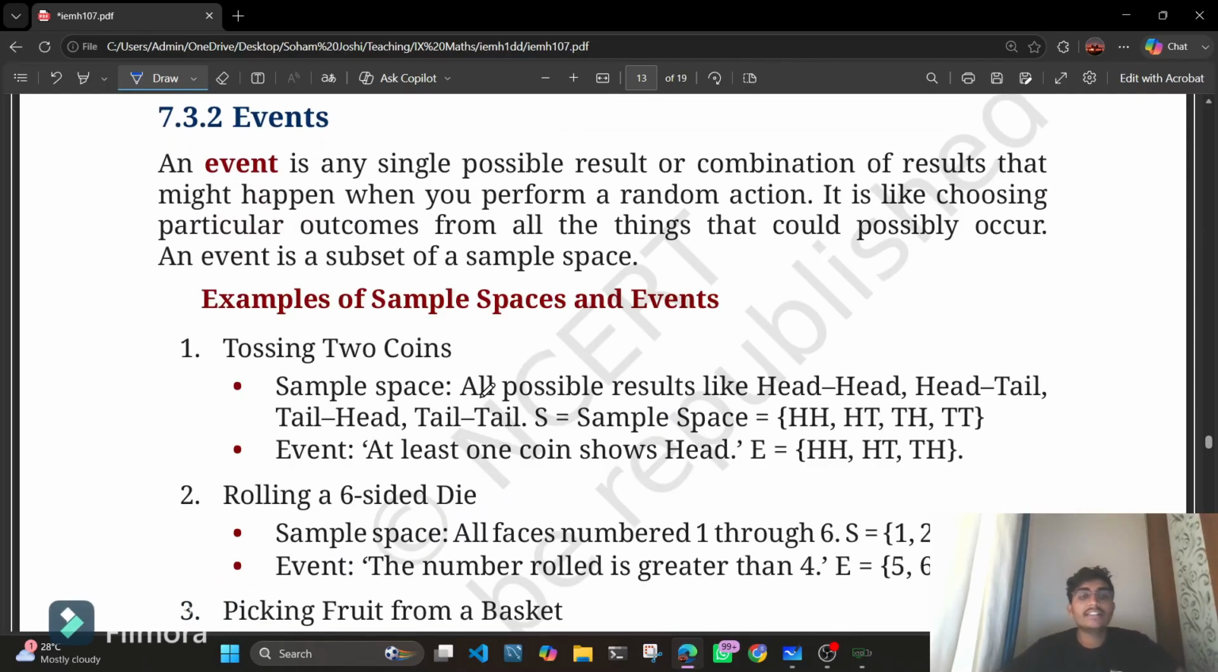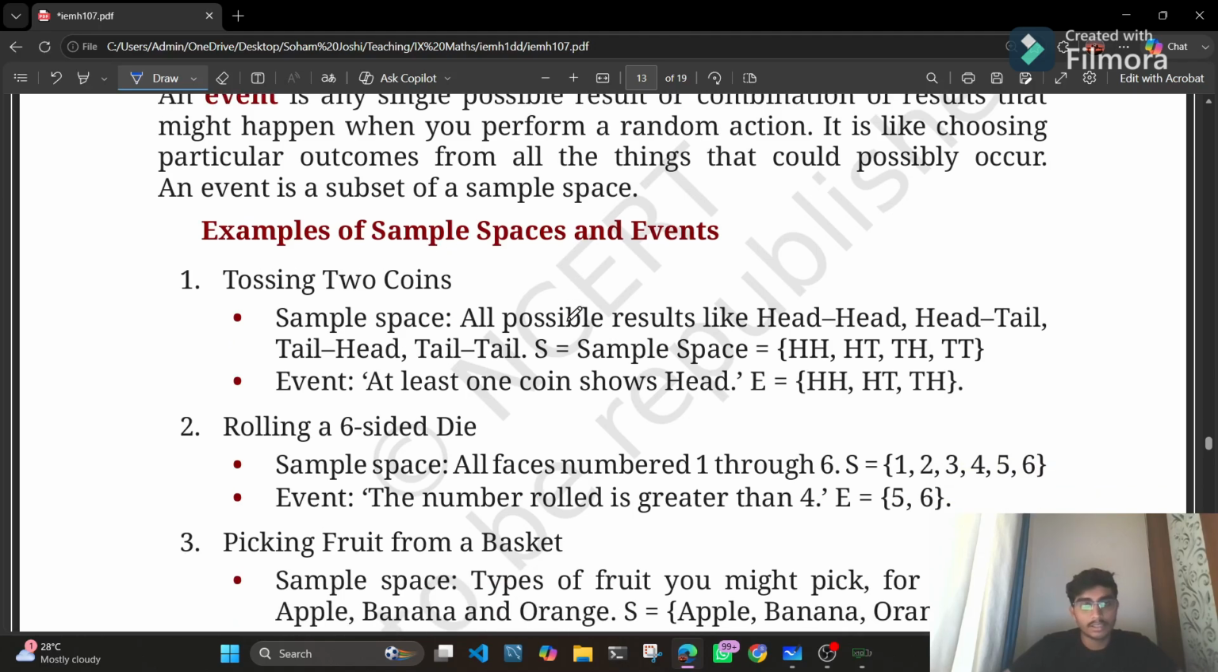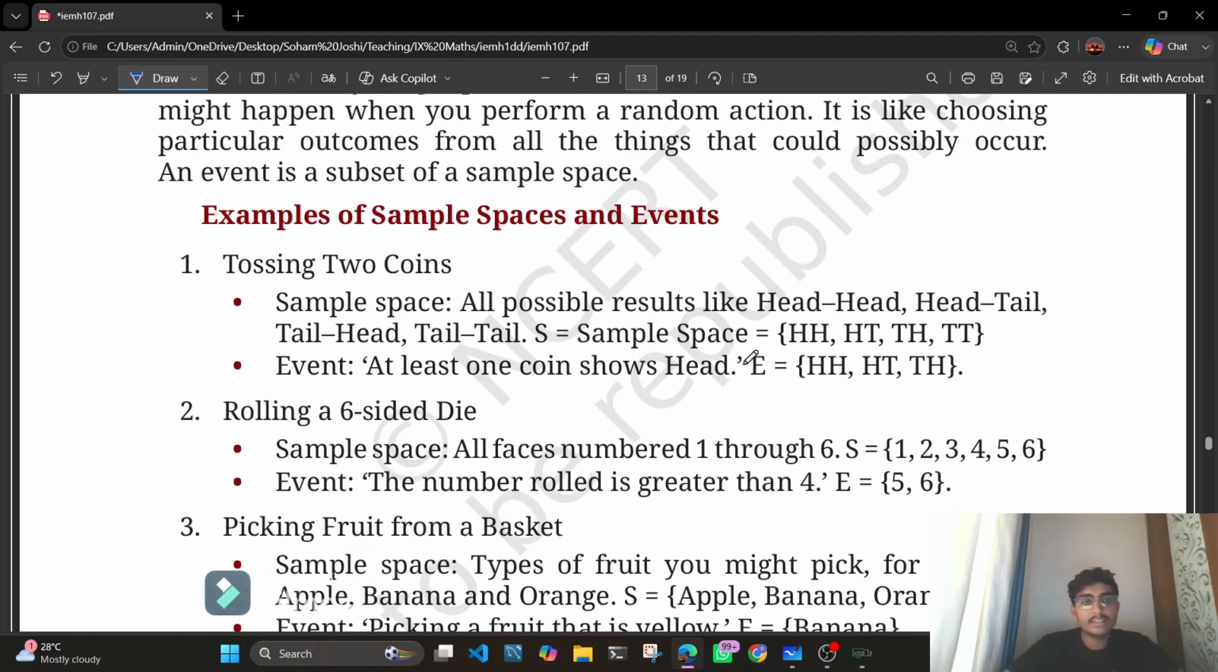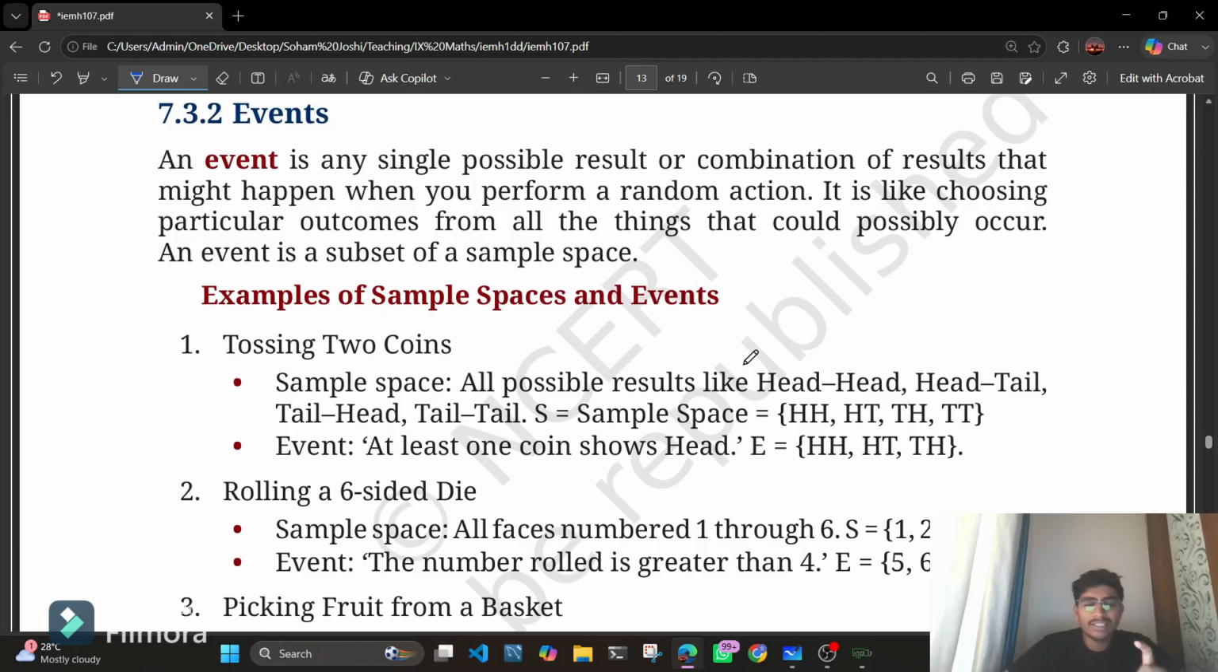Events. An event is any single possible result or combination of results that might happen when you perform a random action. It is like choosing particular outcomes from all the things that could possibly occur. An event is a subset of a sample space. So basically, an event is any single possible result or combination of results.